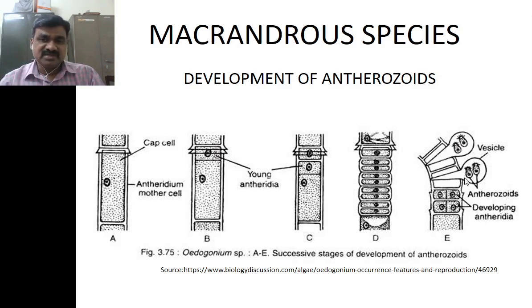Now look at the structure of the antherozoid. Again, they are oval in shape with a bald spot covered by a ring of cilia, and it is a uninucleate spore which exactly resembles the zoospore, but it is smaller than zoospores. Okay, so this is the development of antherozoids in Macrandrous species.